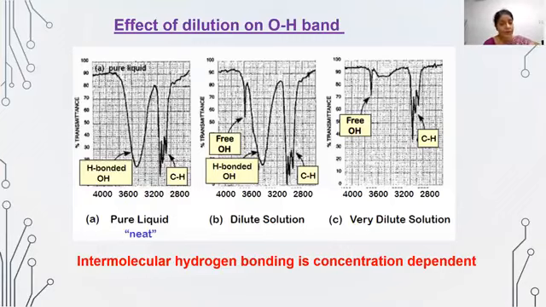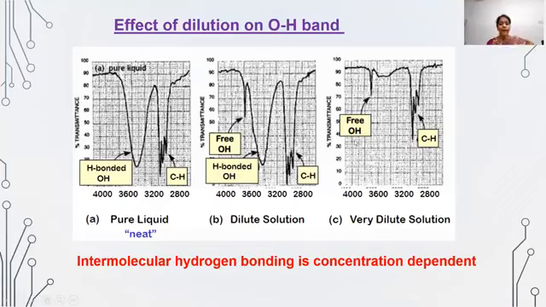When we start to dilute the solution, some molecules are still intermolecularly hydrogen bonded, some become free. That's why we observe both the peaks. This sharp peak is because of free OH, this broad band is because of bonded OH, intermolecular bonded OH. And this is CH stretching.